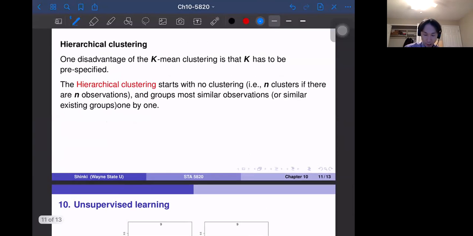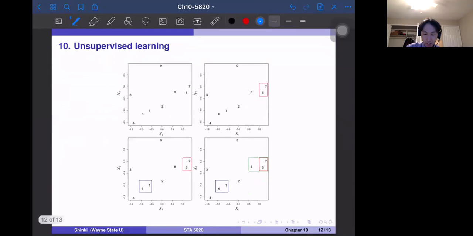In hierarchical clustering, the algorithm is here. Originally we have 9 observations, and we start with the number of clusters equal to 9. Then we choose the closest observations, for all pairwise closest observations, and make one cluster. Next, again we put together the closest observations, so 1 and 6. And next, maybe 8 and 5, 7.